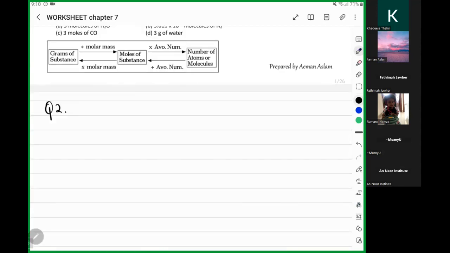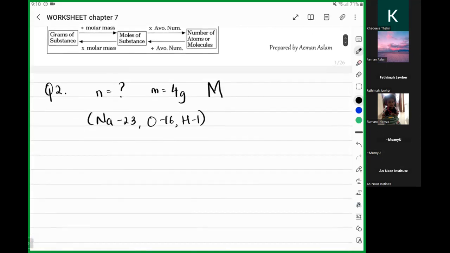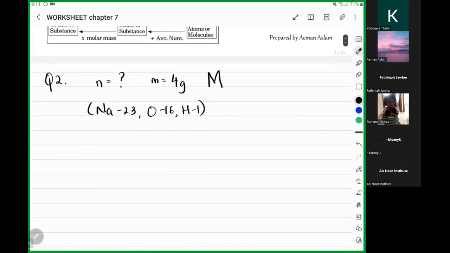Questions 9, 10. They're asking you how many moles. So the question is for n. The mass is given as 4 grams. But they have not given you the molar mass. But you can calculate the molar mass because they have given you the values: sodium 23, oxygen 16, hydrogen 1. How many moles are there in 4 gram of sodium hydroxide? First, find the relative molecular mass. 23 plus 16 plus 1 will be 40. So the molar mass will be 40 grams per mole.